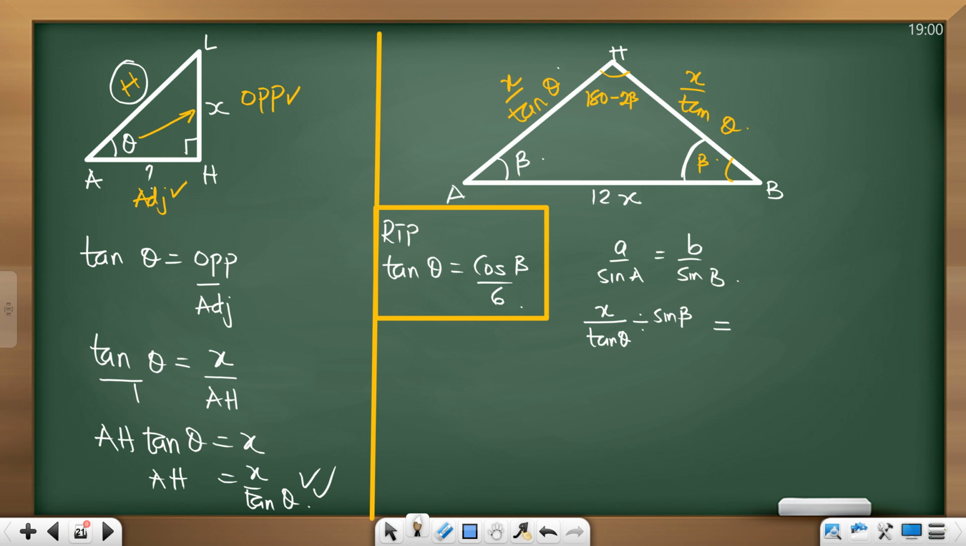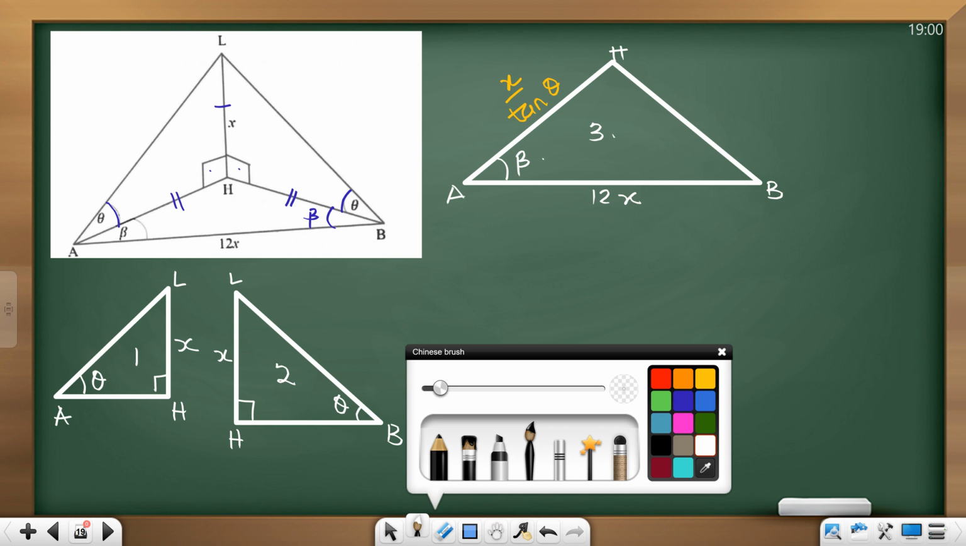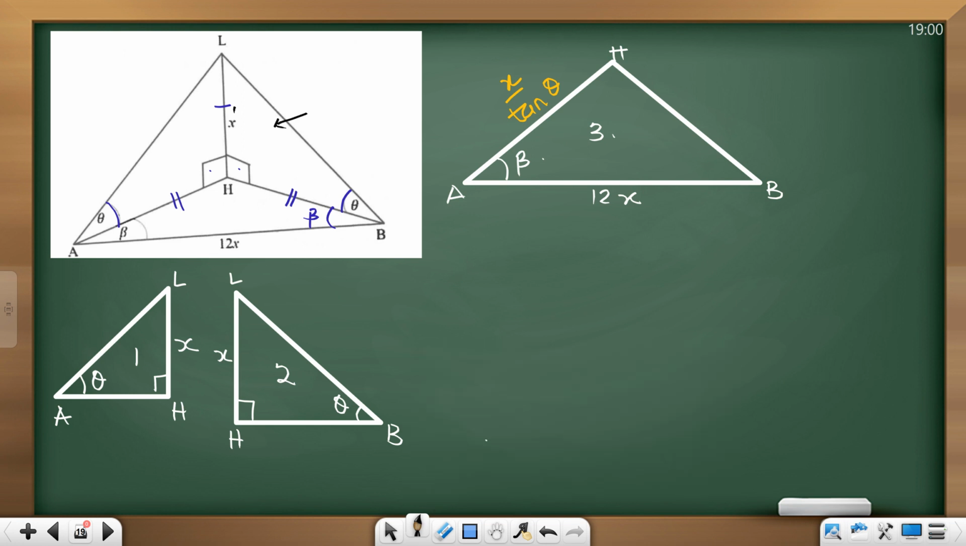How do we know that AH is equal to HB? Idris, are you watching Netflix? Idris, can you find HB from this triangle? Opposite. What is this? Adjacent. Tan theta is opposite over what? HB. Cross multiply and divide. What is HB? X over tan theta. Just by comparing these two triangles, they are the same.